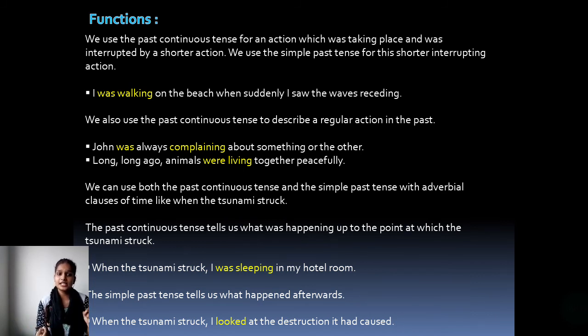Now the simple past tense tells us what happened afterward. Simple past tense हमें बताता है कि उसके बाद क्या हुआ. When the tsunami struck, I looked at the destruction it had caused. जब tsunami आई तो मैंने देखा कि उसके बाद destruction क्या हुआ. So simple past tense was telling us what happened afterward. In past continuous we talk about the action that was happening at that time, and in simple past we talk about the action that took place afterwards.